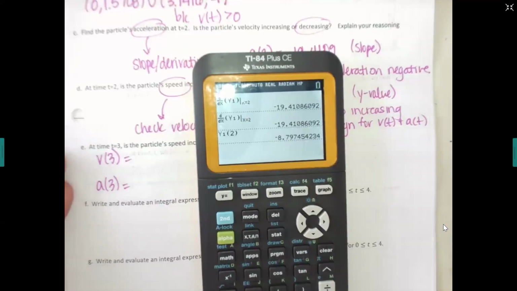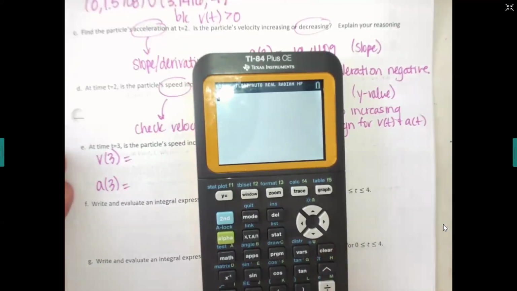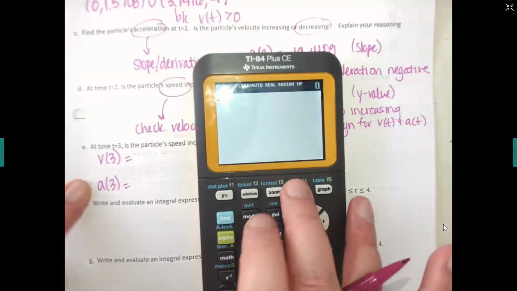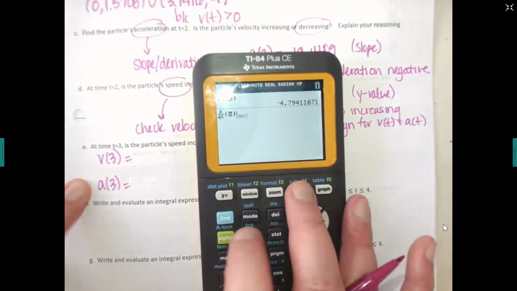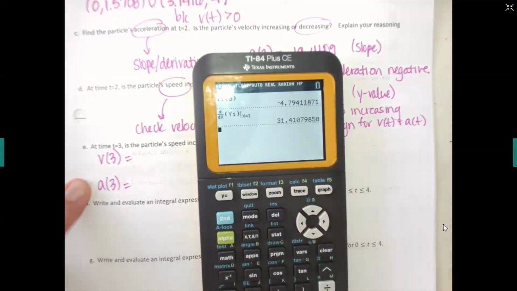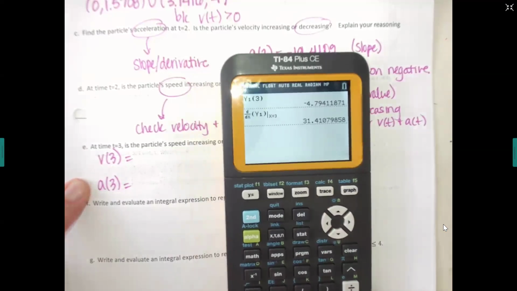Okay, if I want the velocity at 3, I'm calculating the y value. Acceleration at 3, I'm calculating the slope. So alpha trace y1 at 3 is negative 4.79, but math 8 at 3 is 31. Overall, what will my speed be doing? Decreasing because the signs are opposite.